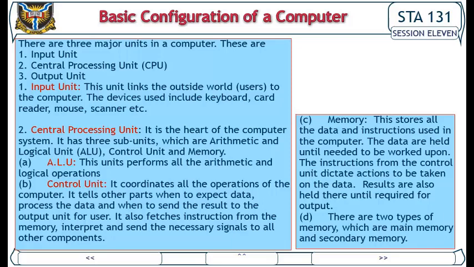C. Memory. This stores all the data and instructions used in the computer. The data are held until needed to be worked upon. The instructions from the control unit dictate actions to be taken on the data. Results are also held there until required for output. There are 2 types of memory, which are main memory and secondary memory.